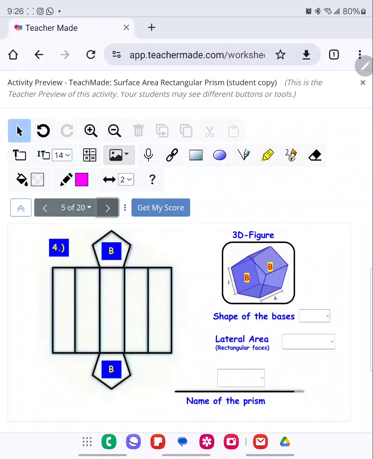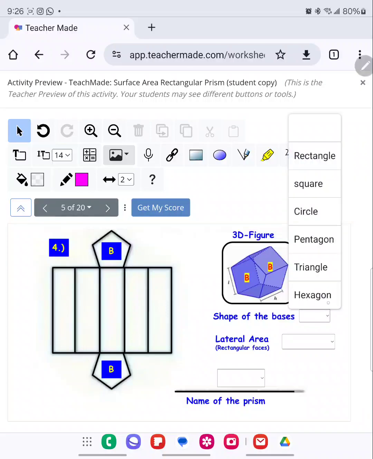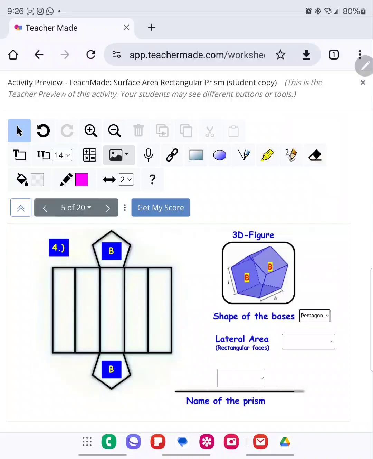Okay, so what's the shape of the base? The shape of the base, there are 5 sides. We call that a pentagon. Now, a pentagon has how many rectangular faces? There's one, let's see here, 1, 2, 3, 4, 5.